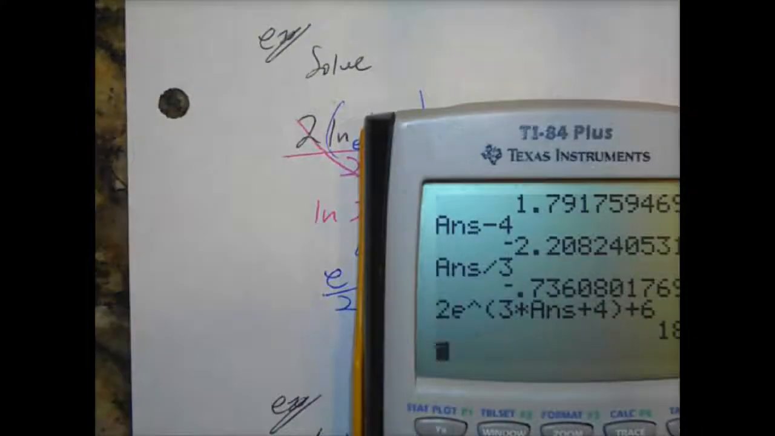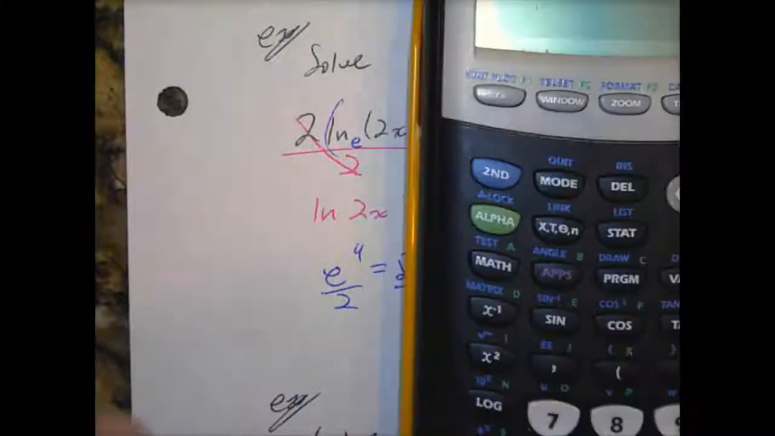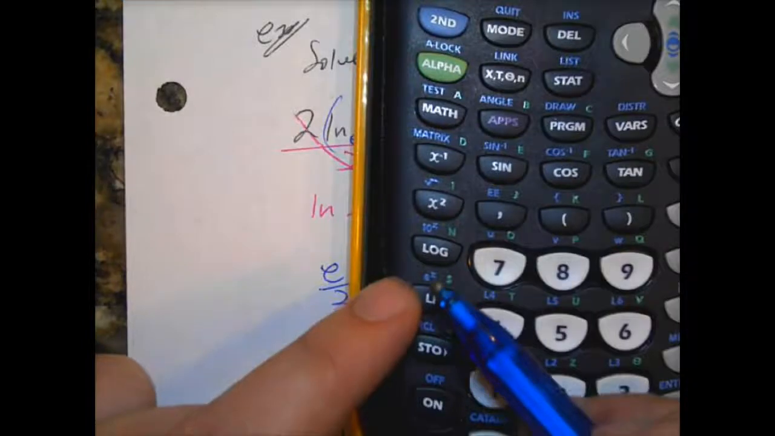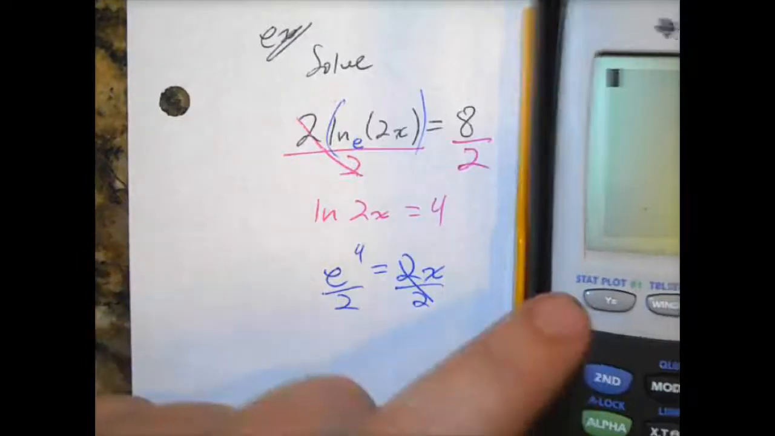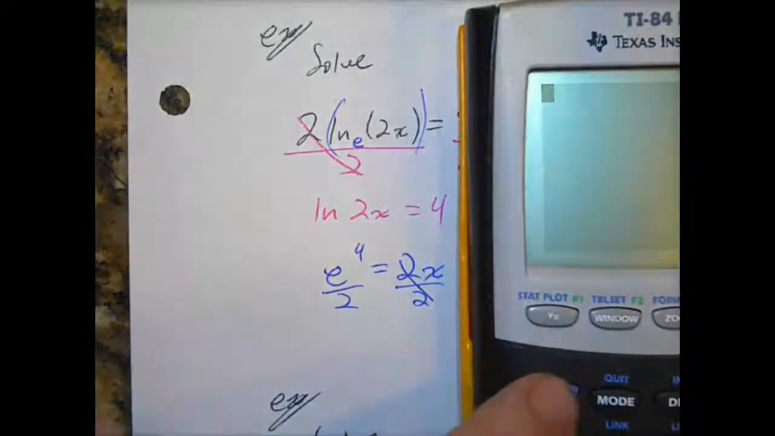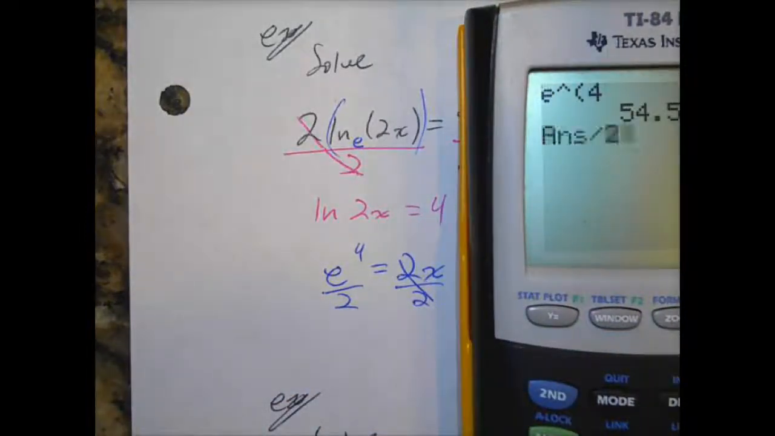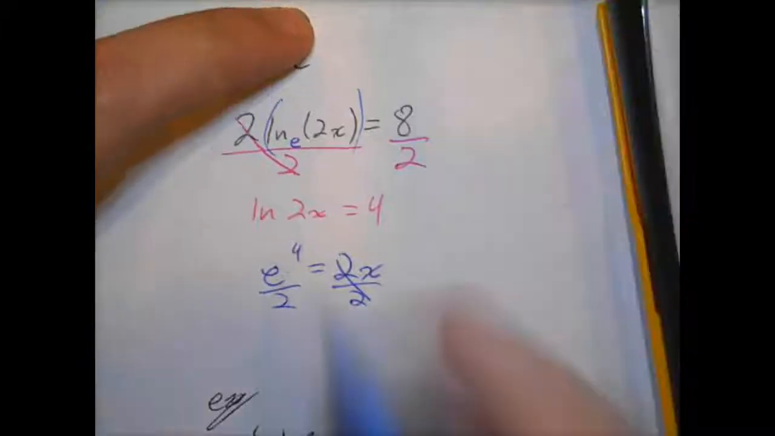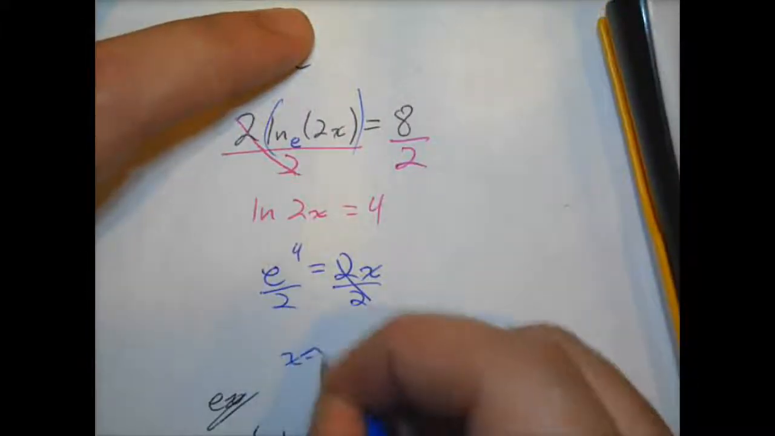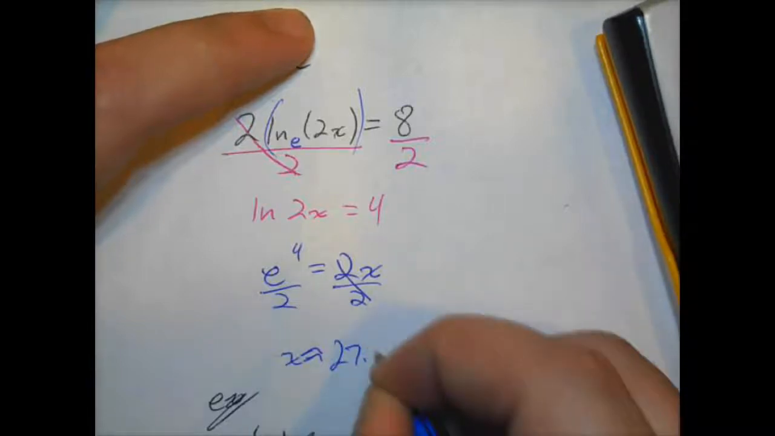So I can type in my calculator, you have an e to the button, e to the something. It is right here above natural log that says e to the x. It's kind of hard to read, but that's what it says. So I have e to the 4 divided by 2. So my answer is 27.299. So x equals approximately 27.299.